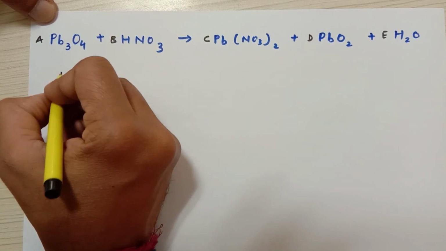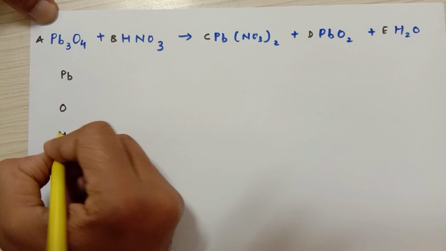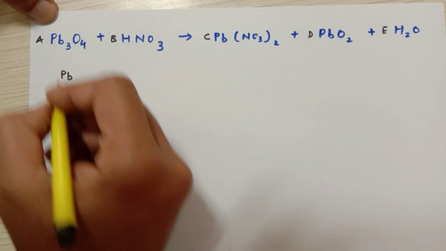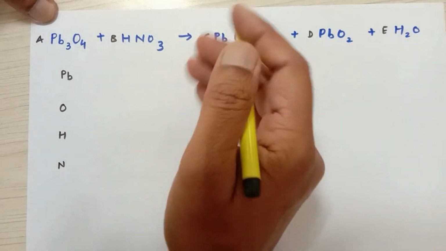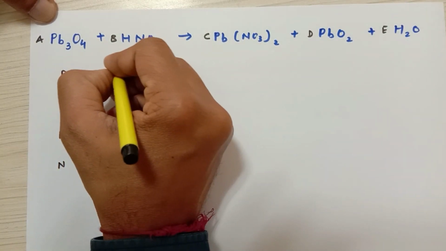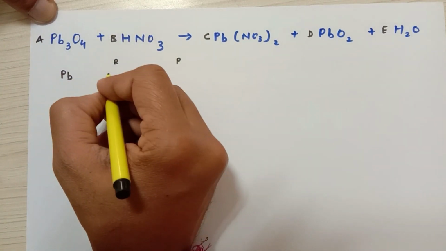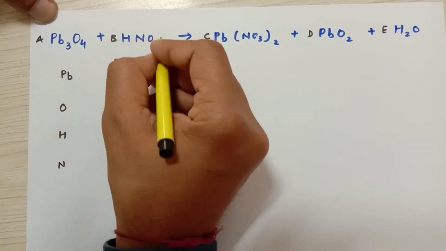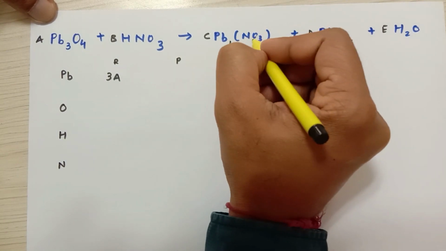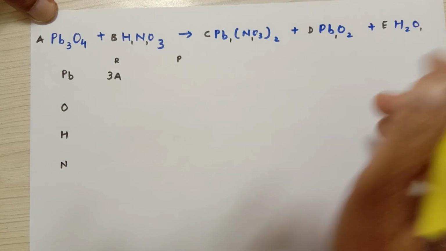Now we have lead, then oxygen, then hydrogen, then nitrogen. These are the elements found on the reactant side, and the same elements would be on the product side as well. So for reactants and products, lead is 3 into A, so it is 3A. No lead over here, so the coefficients are 1, 1, 1, 1, 1, 1.